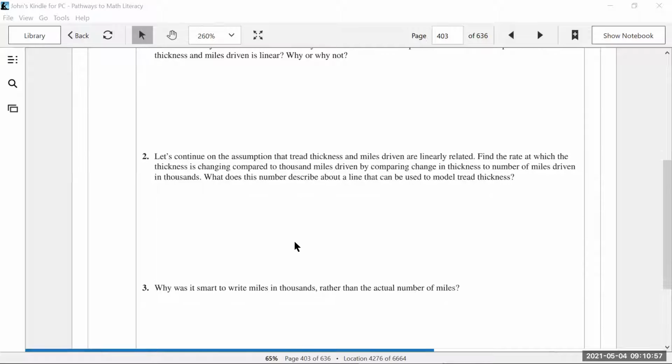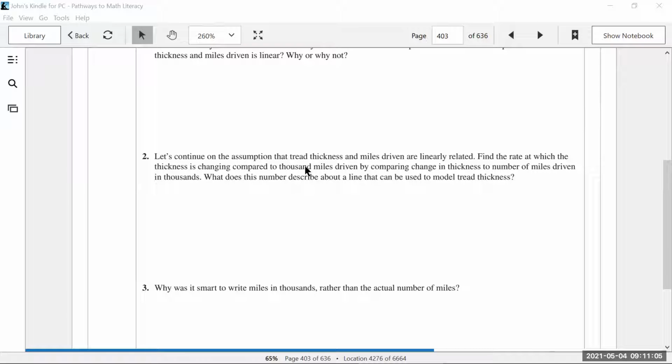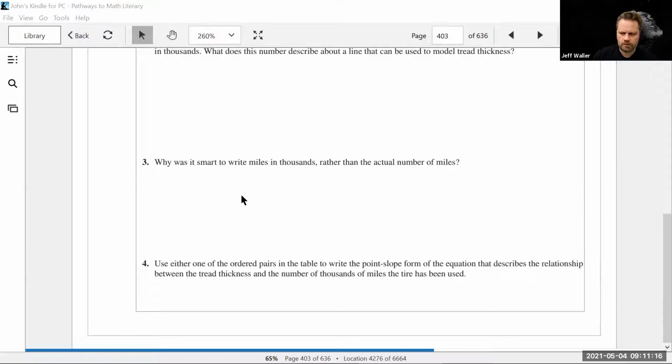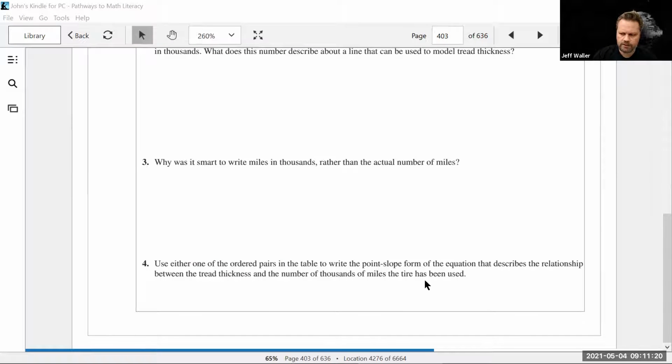I didn't figure out the slope until number 5. No, right here. That's what happened. Yeah. Find the rate at which the thickness is changing compared to 1,000 miles. That's slope. Slope is a rate of change. Right. So now you know what m is, right? And number 4, you were supposed to write the point slope form. And number 5 would just be solve that for y. So what'd you get for number 4?